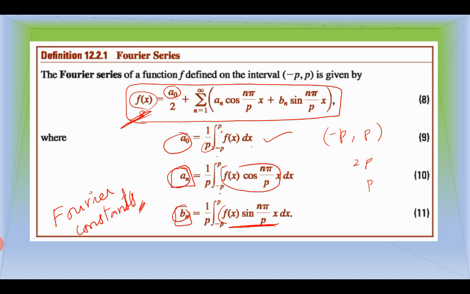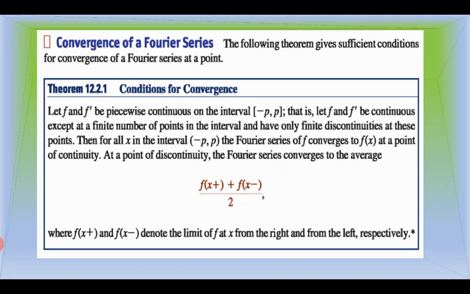Once you find all these three terms, you are almost done. Substitute them in equation number 8. That's all. Next is convergence of a Fourier series.